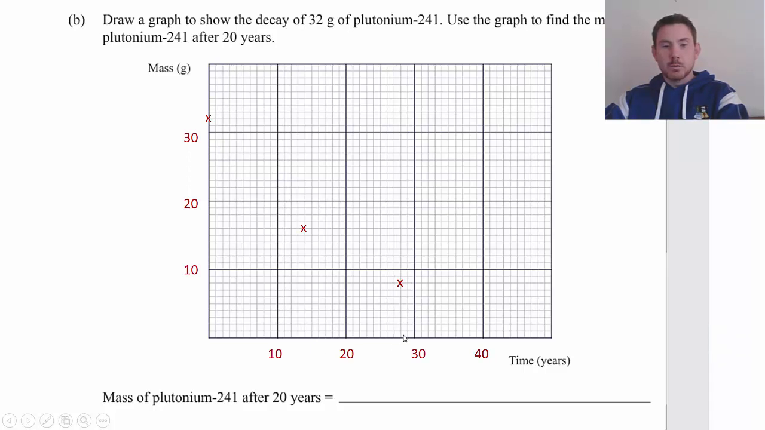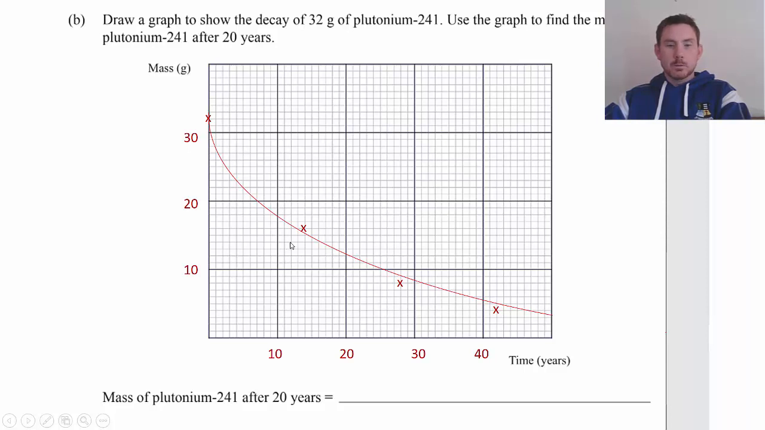And then another 14 would be 28, and the mass has halved from 16 to 8. And then we could plot another one beyond that. So we're going to go from 8 to 4 in another 14 years, which takes us to 42, and we've plotted that point here. We'd use a smooth line of best fit to draw the relationship here, and so that's going to look something like that.